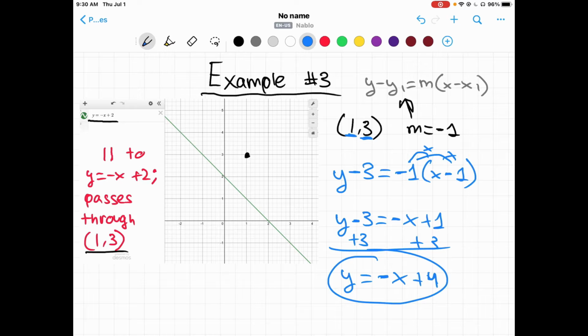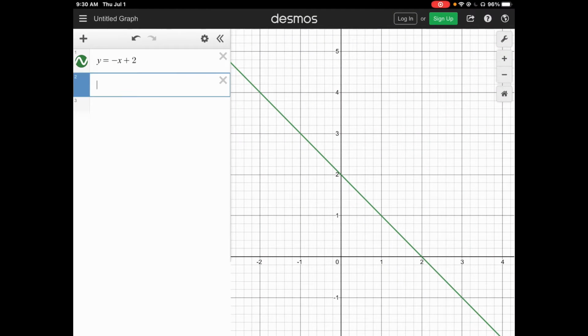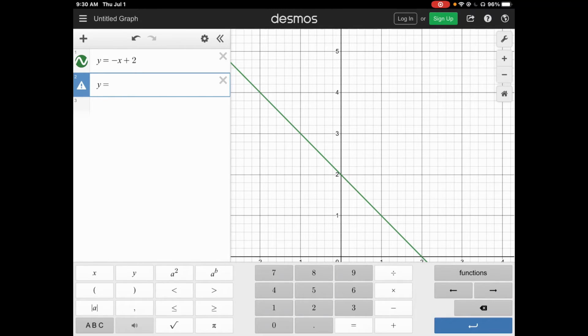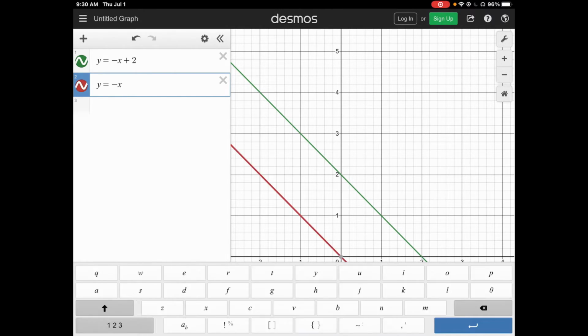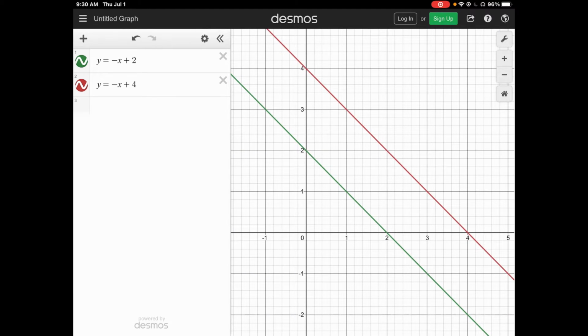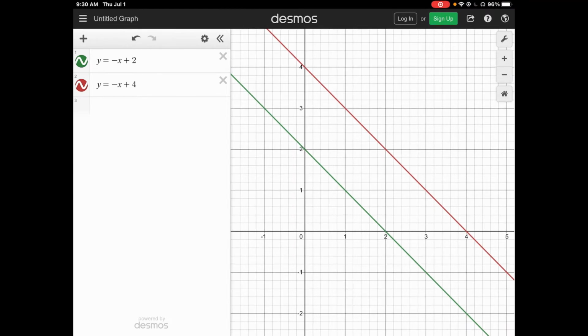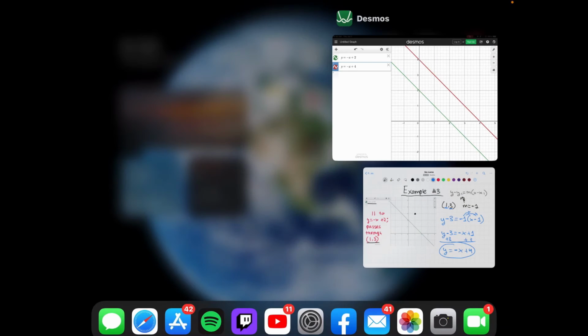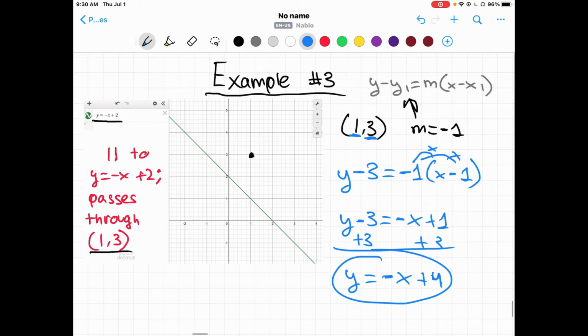Now let's make sure this works. y equals negative x plus 4. So as you can see, they're parallel since they have the same slope and different y-intercept. And it does pass through the point 1 comma 3, as you can tell right there. 1 comma 3. There we go. So now that you know how to do this with parallel lines, I'm going to teach you how to do this with perpendicular lines.